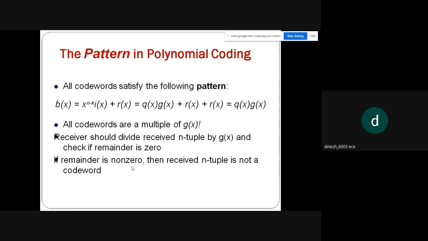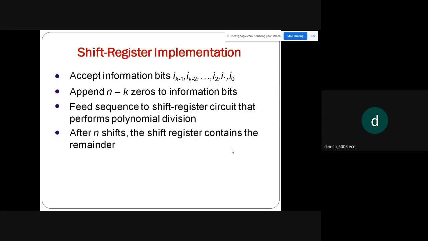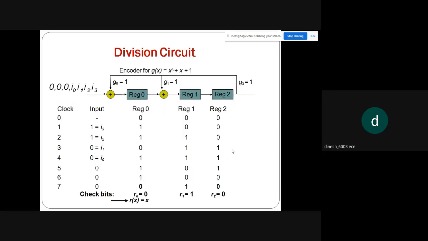If the remainder is 0, the receiver accepts it as a code word, since it is divisible by g of x. And if it is non-zero, then the received word is not a code word. So this is the conclusion, or this is the pattern to be followed in the decoding segment. So next, moving on to the Hamming distance.